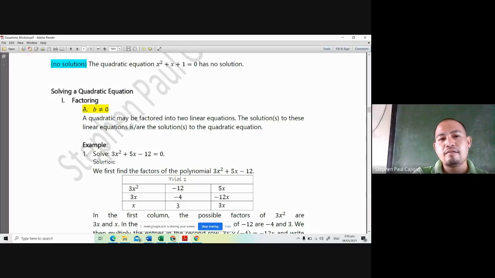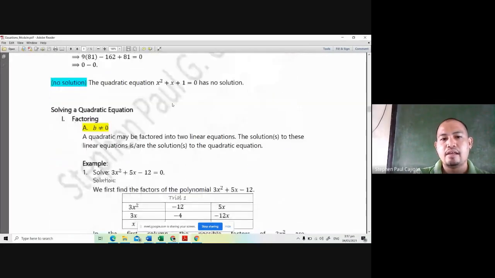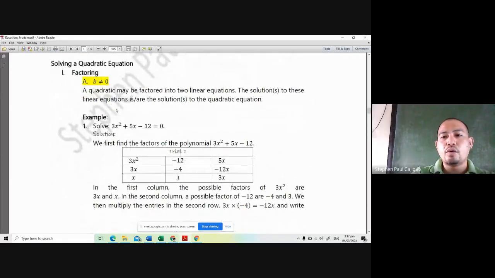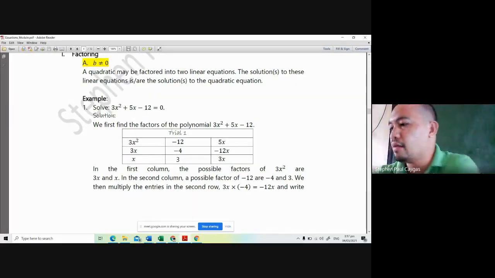Okay, so let's have the first case, wherein in ax squared plus bx plus c, the b is not 0. So this is any number, positive or negative, fraction, as long as it is not 0. Okay, so what we do here, I'm sure you have tried and discussed in high school how to factor a quadratic equation. It is trial and error at first. Let me now start my tablet.